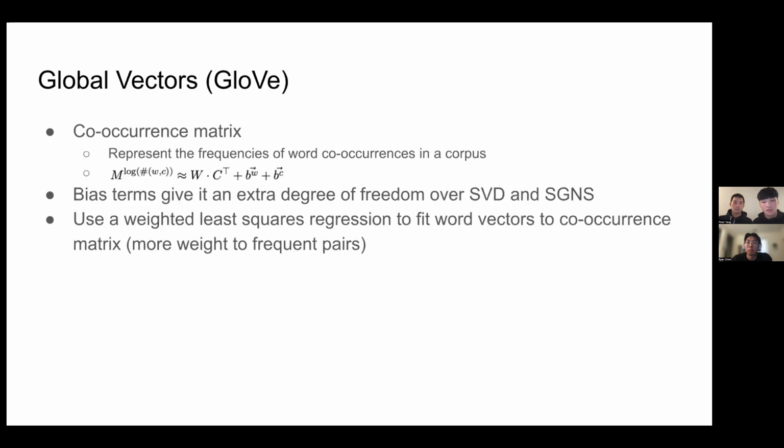The other word embedding method is GloVe. It uses a co-occurrence matrix, which represents the frequency of word co-occurrences in a corpus. And you can see the formula here. The bias terms, the b and the b tilde, give it an extra degree of freedom over SVD and SGNS. It uses weighted least squares regression to fit word vectors to a co-occurrence matrix, giving more weight to frequent pairs.